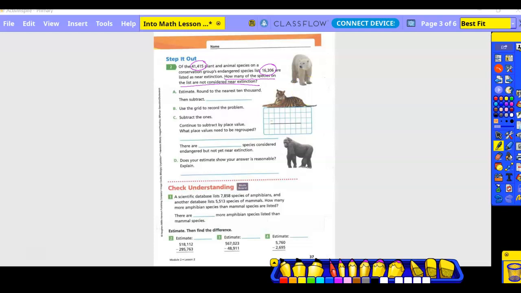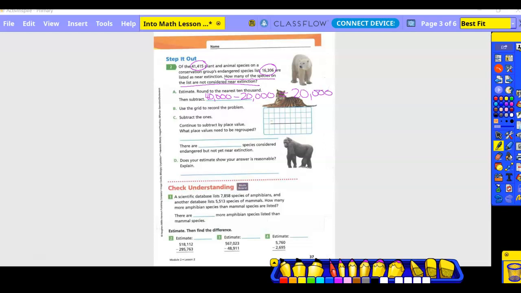Letter A, estimate, round to the nearest 10,000, then subtract. So for the first one, is it going to be 40,000 or 50,000? 40,000. So we're going to have 40,000 minus, is it going to be 10,000 or 20,000? 20,000, because you have the 1 and then the 6 is 5 or higher, right? So our estimate is going to be, what's 40,000 minus 20,000? 20,000.